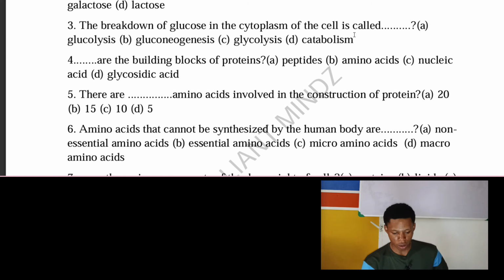The next question here, question 5, says there are dash amino acids involved in the construction of protein. Now we have over 300 amino acids, but out of the over 300 amino acids we have in nature, only 20 of them are involved in construction of protein. So the correct answer here is A, 20. So there are 20 amino acids involved in the construction of protein.